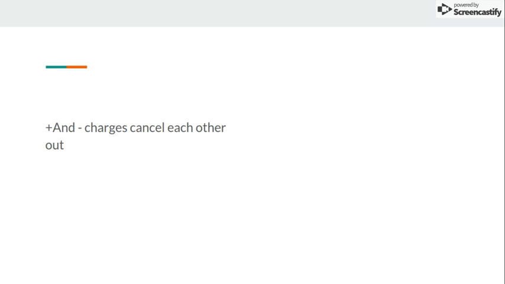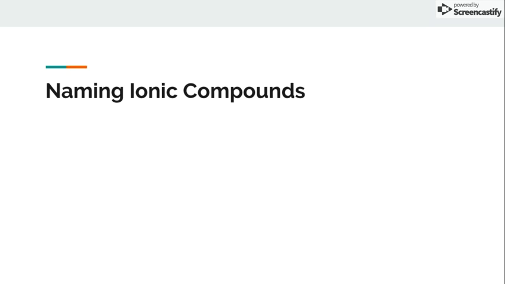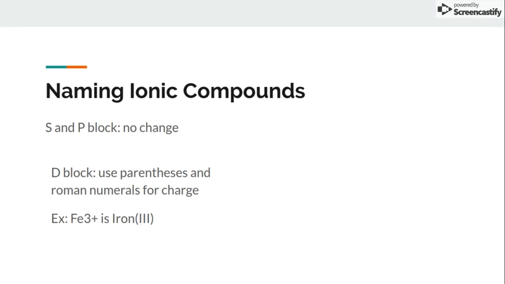Positive and negative charges cancel each other out in order to form neutral compounds with zero charge. When naming ionic compounds, elements in the S and P block have no change, and for elements in the D block, you use parentheses and Roman numerals to show charge. And for anions, you add the "-ide" suffix to the end of the element name.